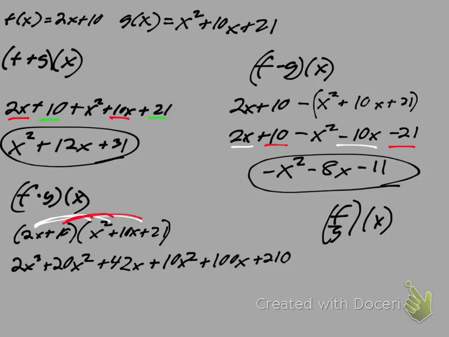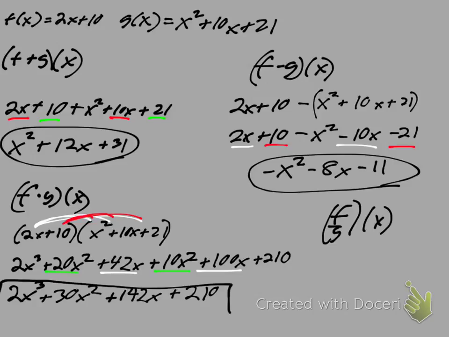Go through, get your like terms. So we have 2x cubed. I think that's the only one we got of it, right? We got 20x squared and 10x squared to give you 30x squared. 42x and 100x to give us 142x. Man, you guys are gutsy with these numbers. And we have to bring along that 210. But y'all did it.